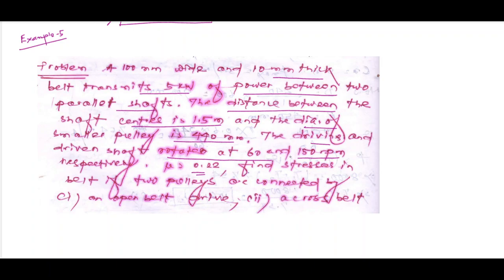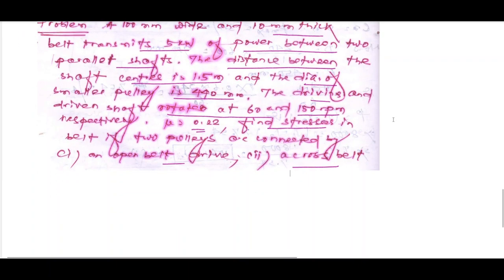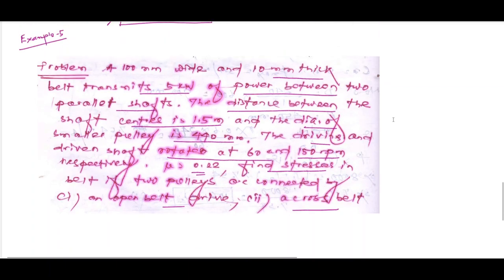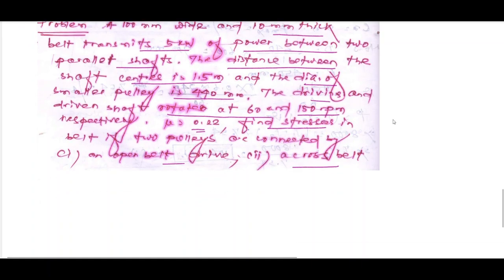Okay, and find the stresses in the belt if the two pulleys are connected by an open belt drive or as a cross belt drive. Here you can see it is telling the smaller pulley is 440 mm, and the driven shaft rotates at 60 and the driving shaft rotates at 150. That means the driving pulley is smaller. Okay, so you can choose to write in terms of 1 and 2.